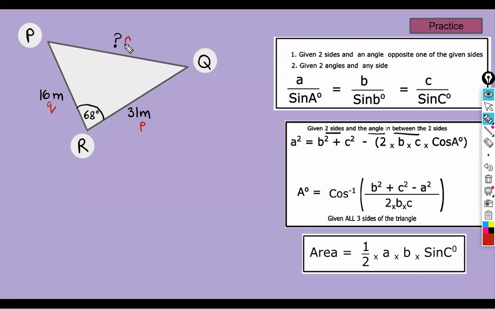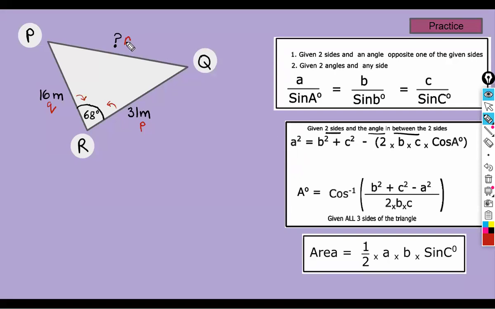So it seems to me they gave us the length of two sides and the angle in between those two given sides. You can clearly see that 68 is in between the 16 and 31 meters. And they want us to find common r. So let's follow the format of this question, okay?